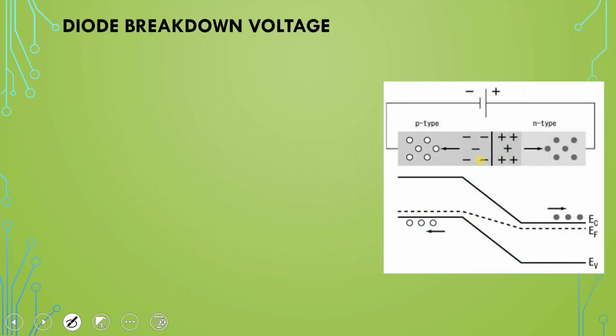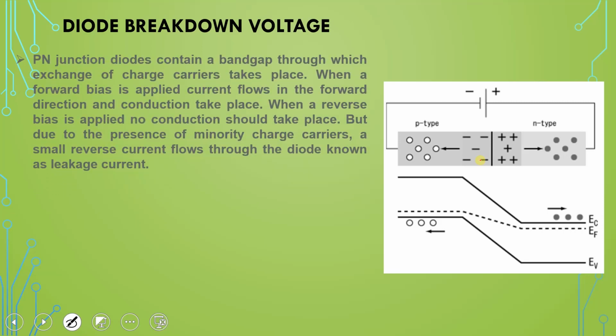Breakdown voltage. A PN junction diode contains a band gap through which exchange of charge carriers takes place. When a forward bias is applied, current flows in the forward direction and conduction takes place. It is the normal condition. But in the case of reverse bias, no conduction should take place. Why? Because of the depletion layer. In the case of reverse bias, the depletion layer gets wider.